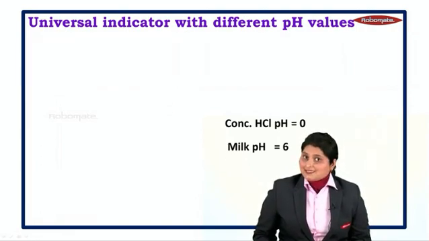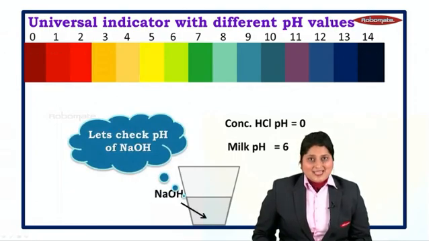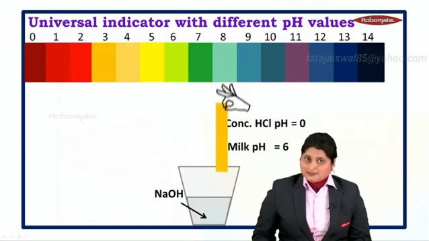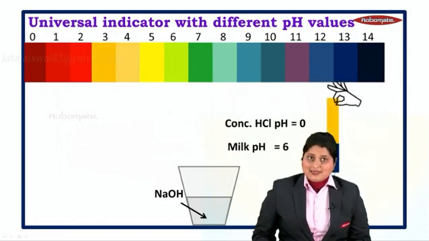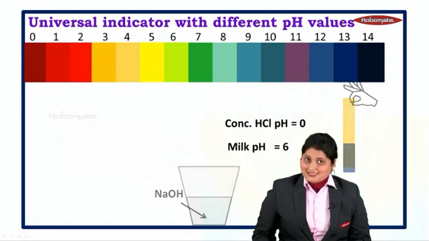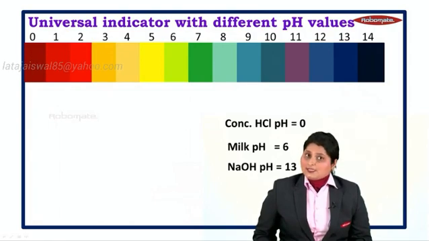Let's do the third solution. This time we have a solution of NaOH. Same thing, take pH paper, dip it in NaOH. We will get some color change that we are going to match with the standard, and this time it is matching with a pH equal to 13. So we say that the pH of NaOH is 13.